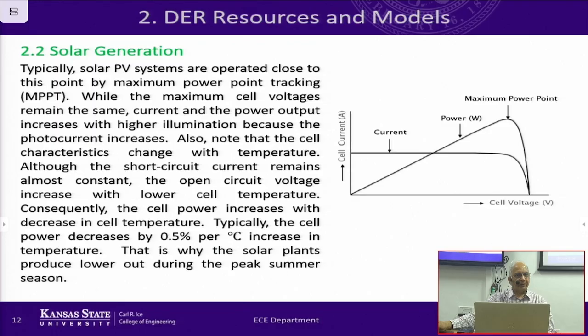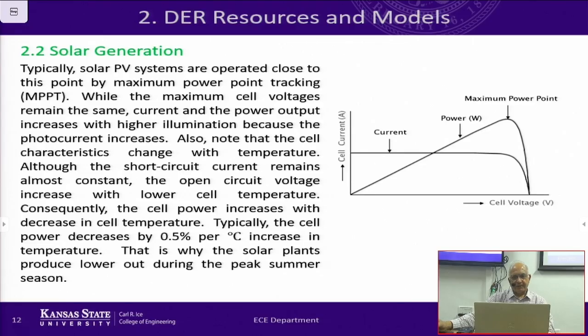Most of the solar panels operate with MPPT, the maximum power point tracking. So this is where they want to operate. There are ways to control that to make sure that you get the maximum output from the solar panels.